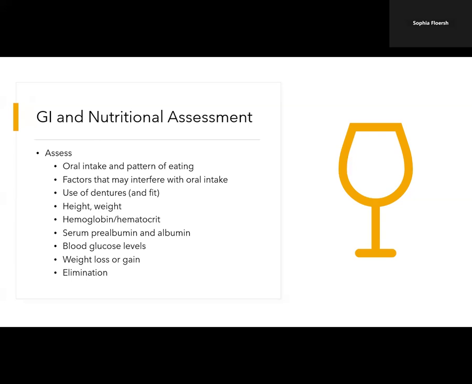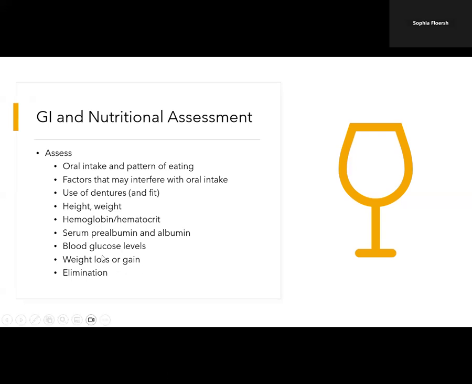Looking at your albumin, how much protein do they have on them? Blood glucose levels. One of the things that I'd always do whenever we went to rapids, because I used to be on the rapid response team, very first thing I would always do is check their glucose and ask them, have they had any anticoagulants in the last 24 hours? Those are the big things I'd always do.